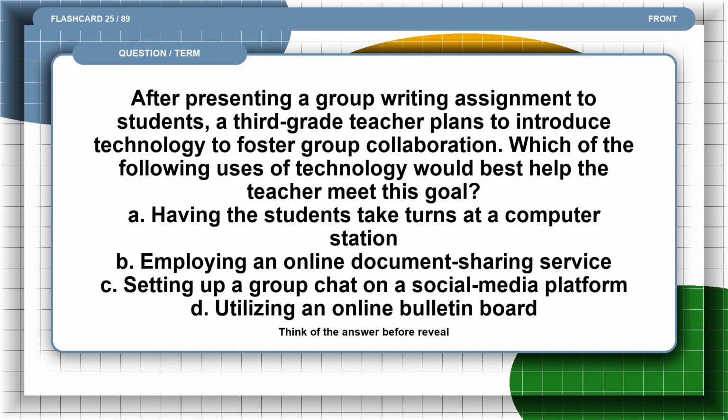Flashcard 25. After presenting a group writing assignment to students, a third-grade teacher plans to introduce technology to foster group collaboration. Which of the following uses of technology would best help the teacher meet this goal? A. Having the students take turns at a computer station. B. Employing an online document sharing service. C. Setting up a group chat on a social media platform. D. Utilizing an online bulletin board. Pause and think of the answer before the reveal.